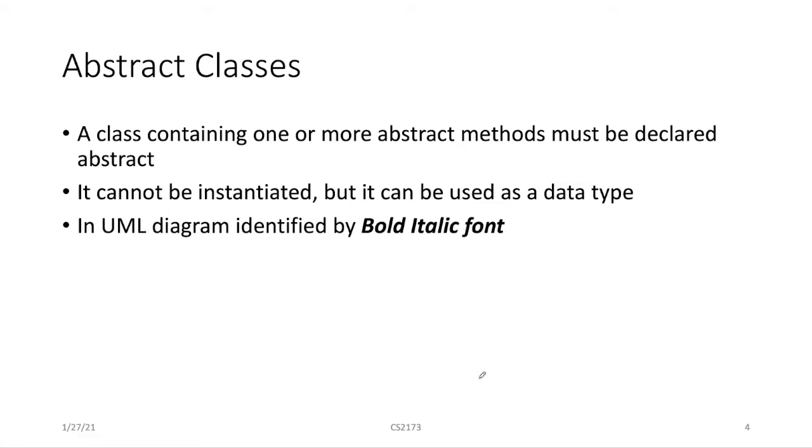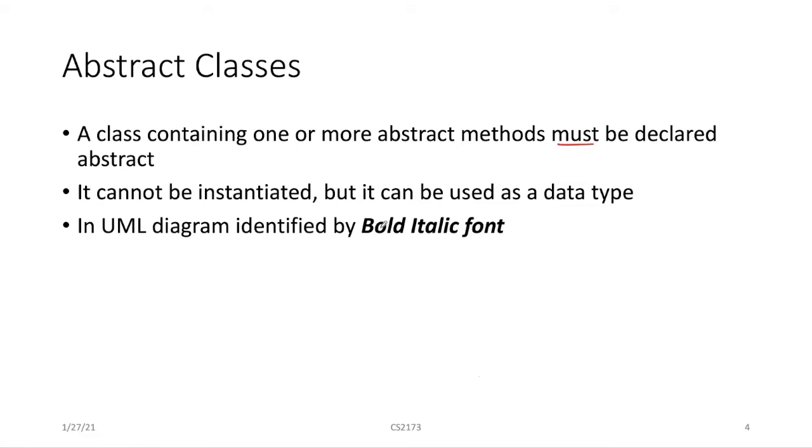What does abstract mean? Abstract is just sort of amorphous. Abstract is kind of conceptual, but not quite as real as something that's concrete. So in Java terms, abstract means a class which cannot be instantiated, which is declared to be abstract. So a class that contains one or more abstract methods must be declared to be abstract.